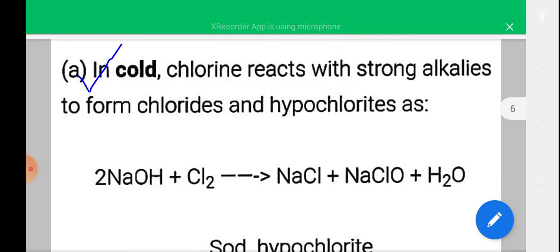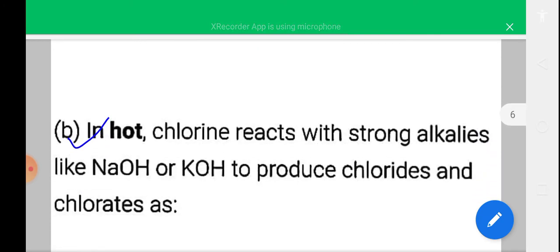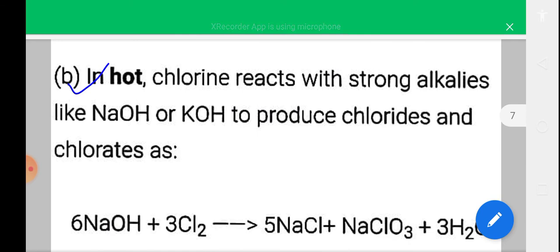In cold conditions, when chlorine reacts with sodium hydroxide, you will get sodium chloride, sodium hypochlorite and water. The reaction is 2NaOH + Cl2 gives NaCl + NaClO + H2O. Sodium chloride and sodium hypochlorite. In hot conditions, chlorine reacts with strong alkalis like NaOH or KOH to produce chlorides and chlorates.